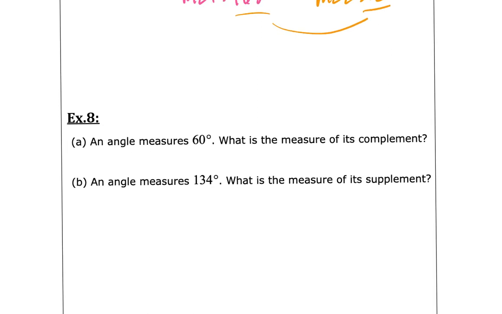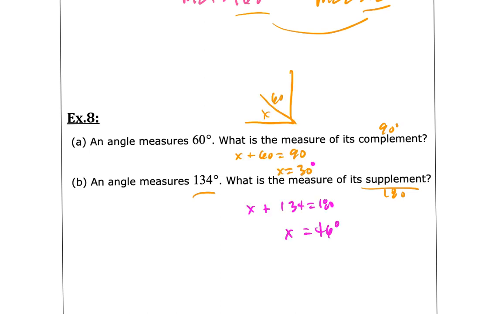Okay, so on this one, an angle measures 60 degrees, what's its complement? An angle measures 134 degrees, what's its supplement? So you need to remember this means 180 degrees, that means 90 degrees. We set up the equation and solve. We have x plus 60 equals 90. We took 60 from both sides. We get x equals 30 degrees.